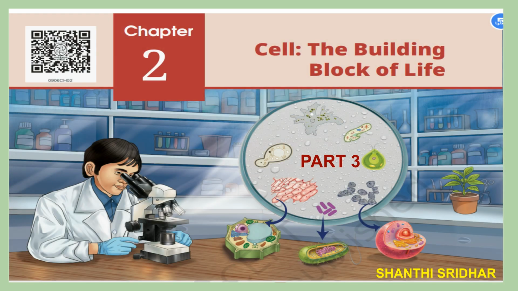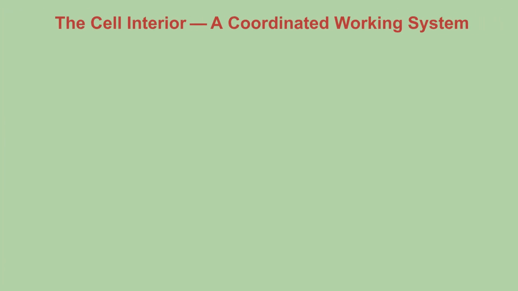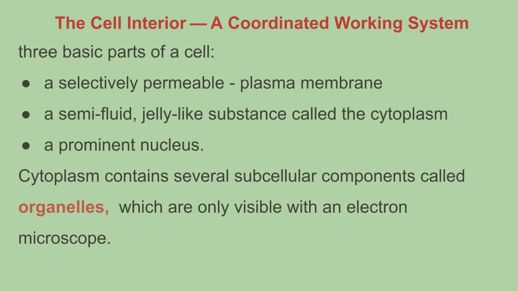Welcome to part 3 of our video on cell, the building block of life. We will continue our exploration of cell structure and function. The cell interior is a coordinated working system with 3 basic parts: the plasma membrane, cytoplasm, and a prominent nucleus. The cytoplasm contains subcellular components called organelles, visible with an electron microscope.